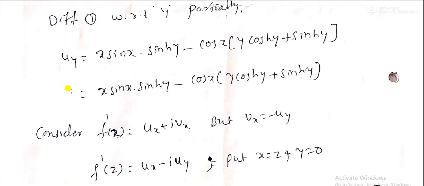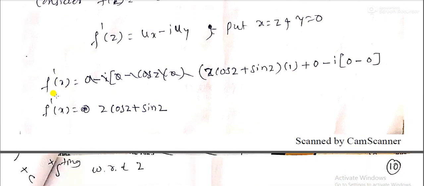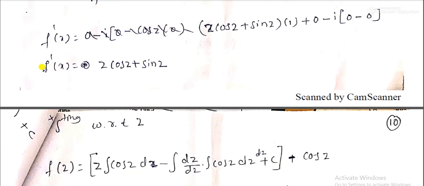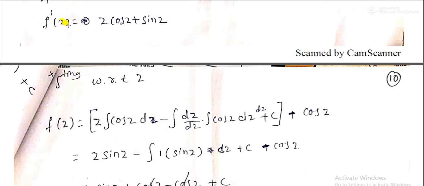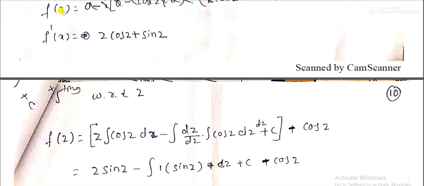Sorry, this is not f of x, this is f of z. This is in terms of f of z only. This is f dash of z is equal to z cos z plus sin z, but we can integrate with respect to z. After that we get f of z. This is z only, you can remember, just make the correction, this is z only.